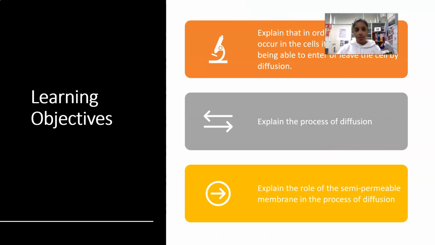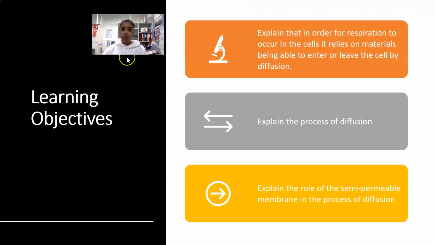For this lesson, our learning objectives are to be able to explain that respiration, what we looked at in the last topic, in the last lesson, requires diffusion, explain what that process of diffusion actually is, and be able to explain the role of the semi-permeable membrane in diffusion.